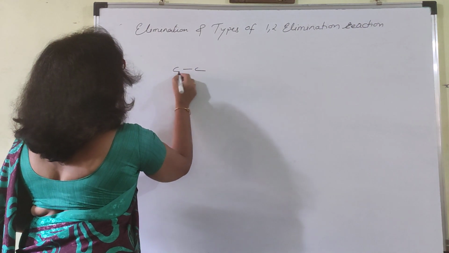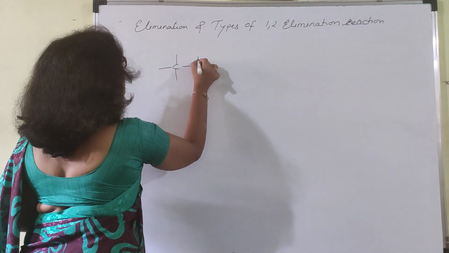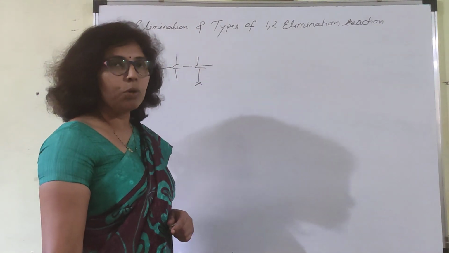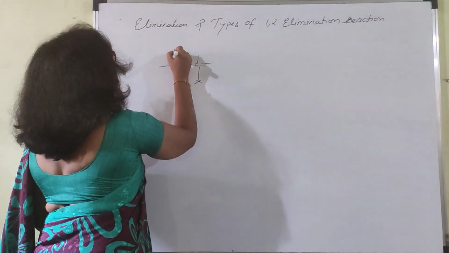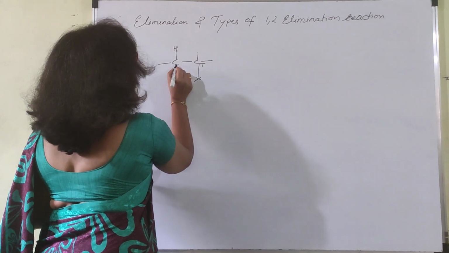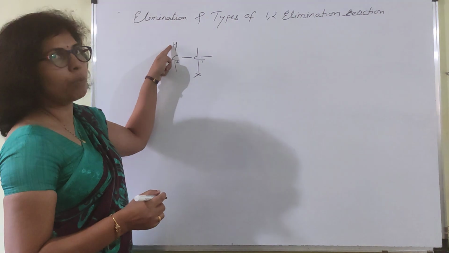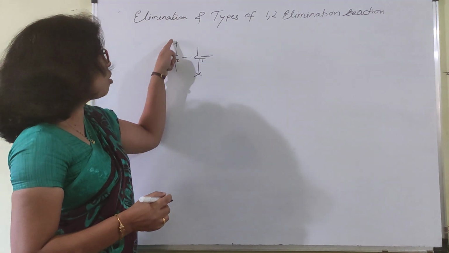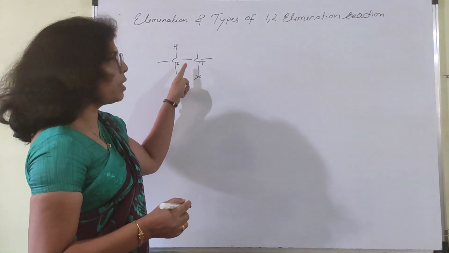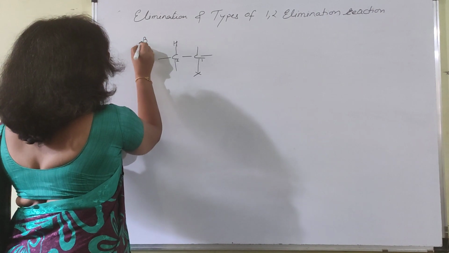So if I go for this reactant, let us assume X as a good leaving group with a proton on carbon number 2. So this is your carbon number 1 and this is your carbon number 2. And since there is loss of elemental composition, that is HX is lost from this, it is called a 1,2 elimination reaction. Now this is a base catalyzed reaction.